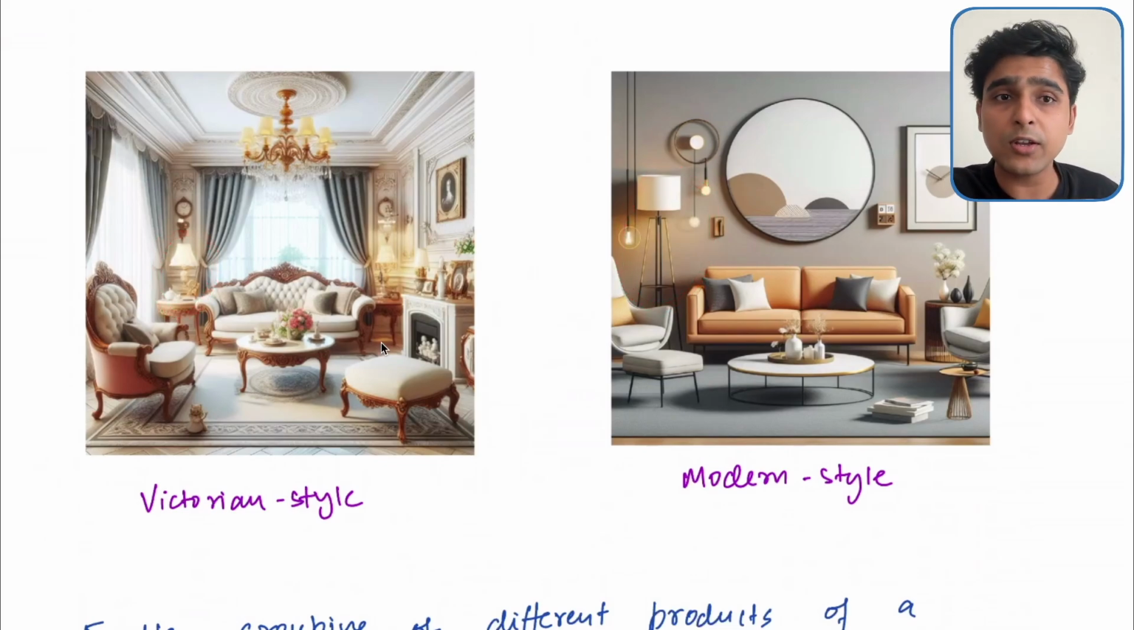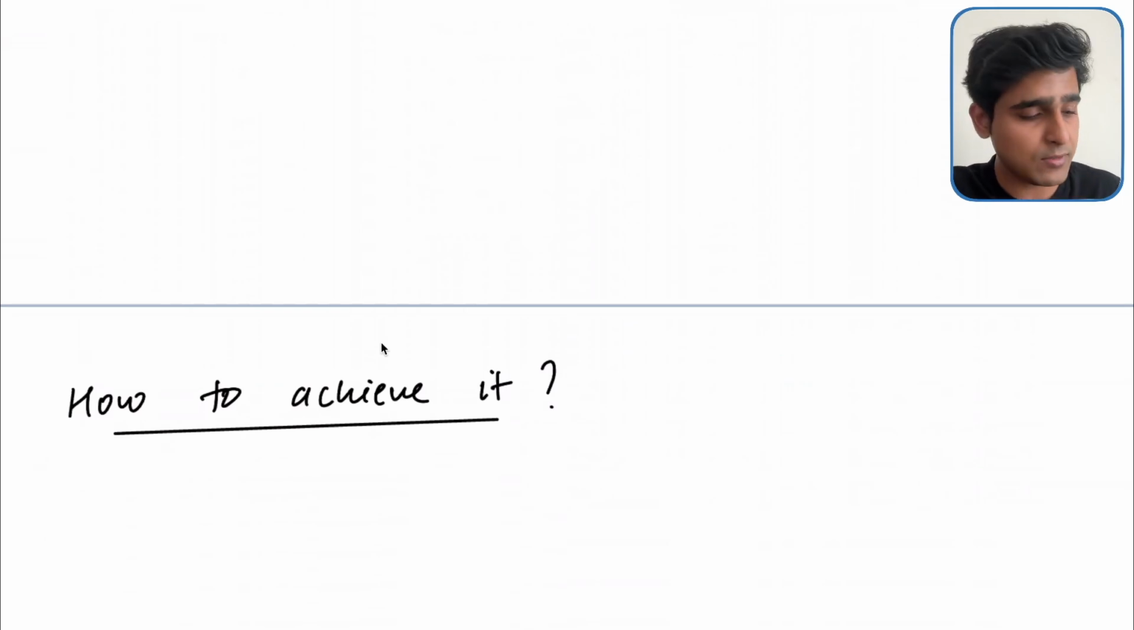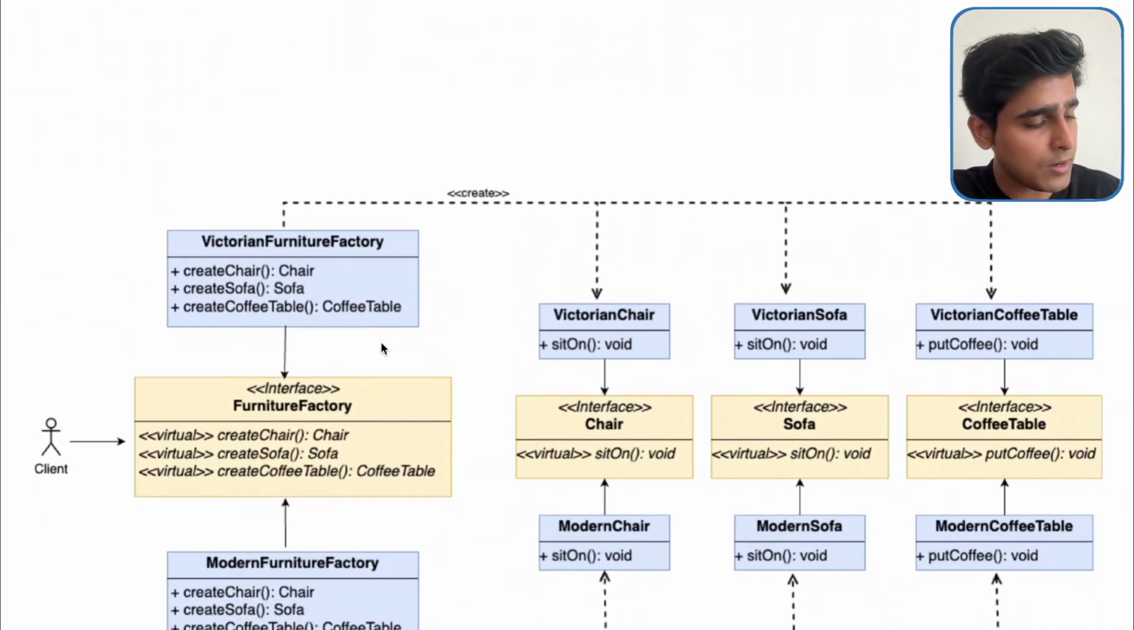Or you want to introduce a new variant of the furniture, some different style, you can introduce that also with very little changes in your code. So let's see how to achieve this. So we have taken the same example.